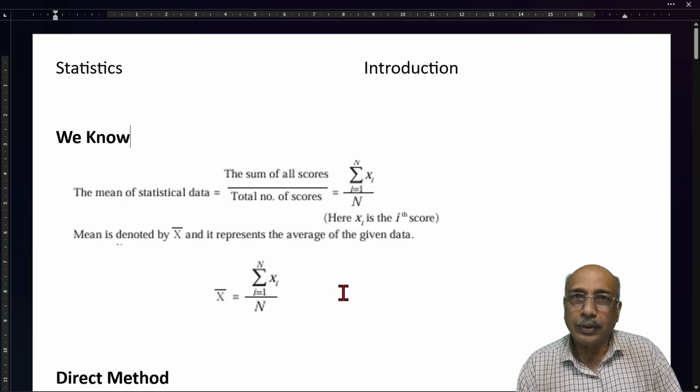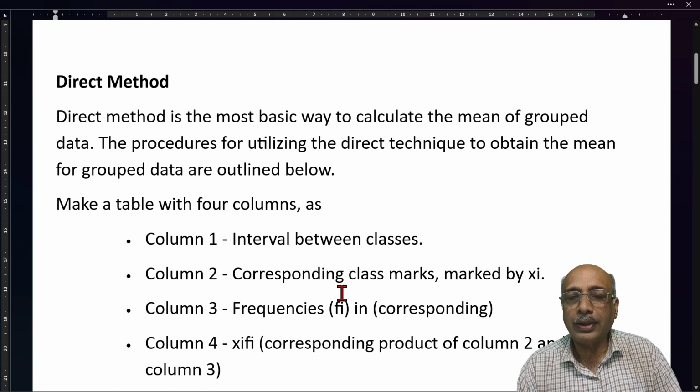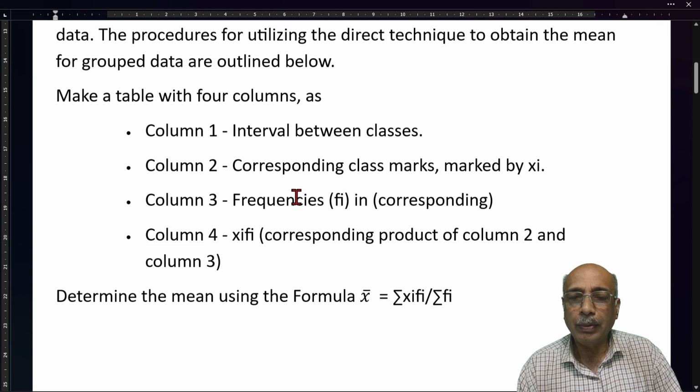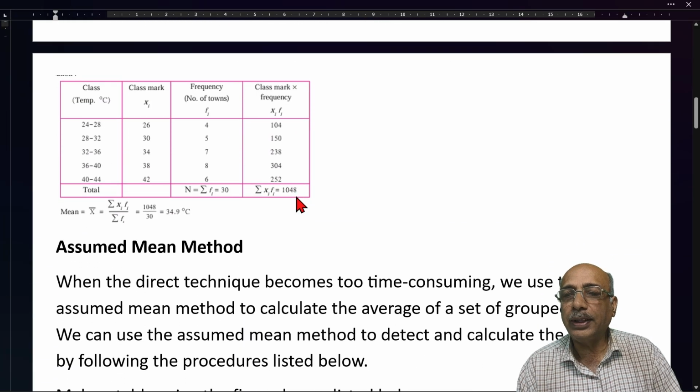In this class, we are going to study different methods. The first one is the direct method to find the mean. It is the most basic way to calculate the mean of grouped data. The procedure for utilizing the direct technique to obtain the mean for grouped data is outlined below. You can refer to this. We'll come to the example seen here.